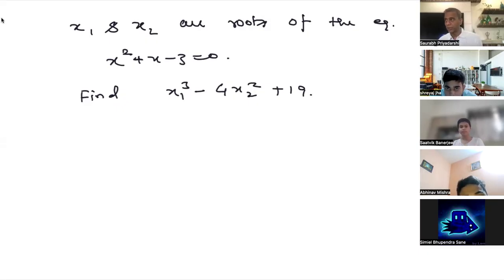Very simple, straightforward question, right? We know two of the formulas of this. Sum of the roots x1 plus x2 is minus b by a, and x1 into x2 is c by a, right? You have to use this, right? Take your time.